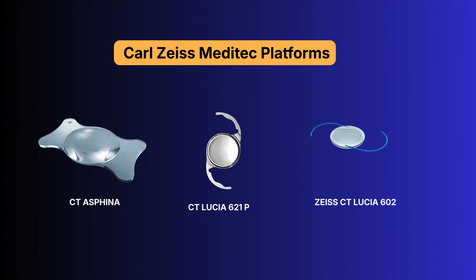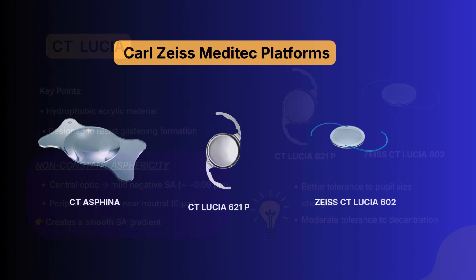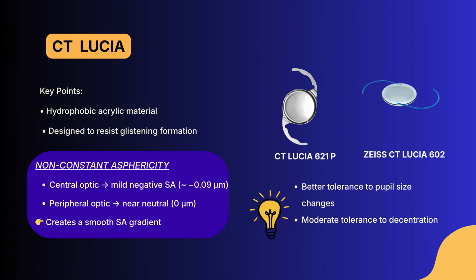Then we have the CT Lucia and CT Asphina, which are basically from the Carl Zeiss Meditec platform. The CT Lucia basically uses a non-constant gradient aberration design. Here again, the center provides a mild correction of the spherical aberration, while the periphery remains almost neutral. So this makes it ideal for large pupils, so that if the paraxial rays are going to pass through that peripheral part of the lens, the aberration profile of the patient will not get altered much. So clinically, it is both pupil adaptive and also is tolerant to some amount of tilt.